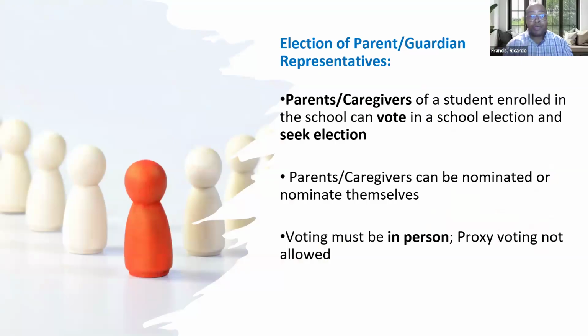Okay, so the elections of the parent and caregiver representatives. In order to be eligible to vote, you must have a student enrolled in the school, and you must be considered the parent, caregiver, or guardian of that student. As Nancy mentioned earlier, as a parent, you can either self-nominate or nominate others. But if you nominate others, they must accept the nomination in order to be put on the ballot. Voting is in person or virtual, but there is no proxy voting.